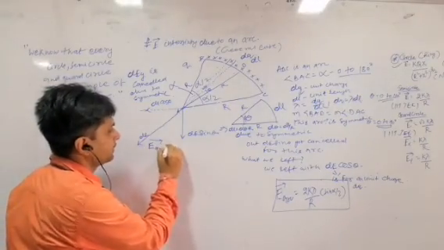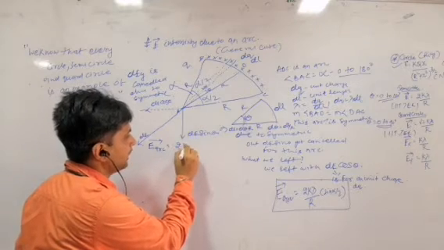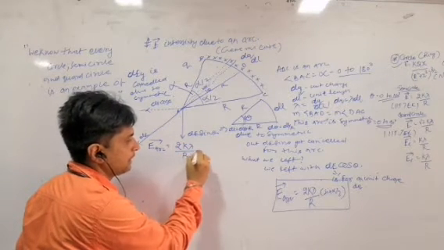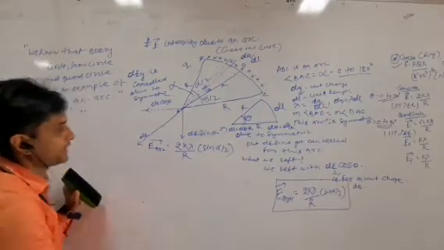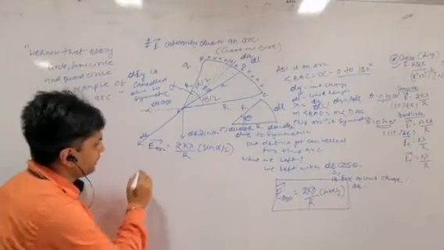Okay, next, what do we get? 2k lambda by r sin alpha by 2. So we get this one.